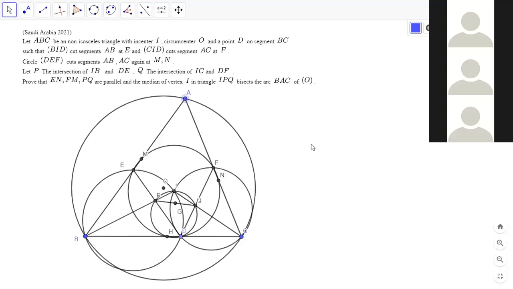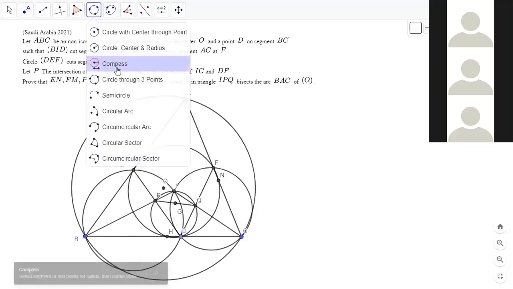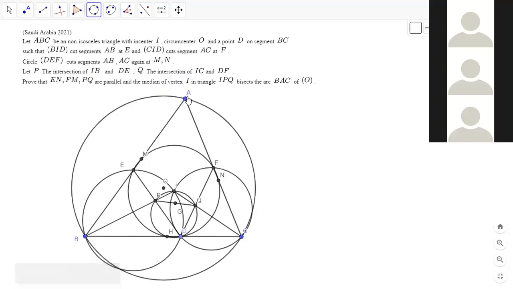So I think that proves that EN is parallel to MF. Easier than... Let me show the solution. Okay. We have A, E, I, and F cyclic, right? Right, by Miquel's theorem. And A, M, I, and N too. Is that also, let's see, by Miquel's theorem? Yes.